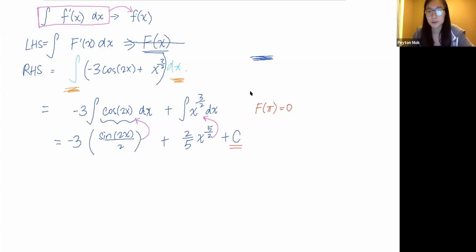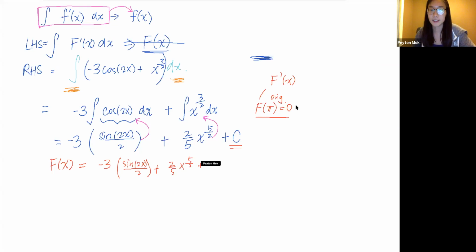Given this f of pi equals 0, this is the original function, right? This is not, sorry, this is f of pi. This is not f prime of x anymore. So this is just the original function, right? So as I mentioned here, now your f of x can be rewritten as this, minus 3 times this, plus this, plus c, right? So if I plug in pi here and it gives me 0, that means I can actually solve for the constant. Does that make sense?